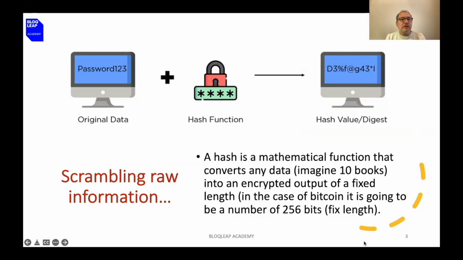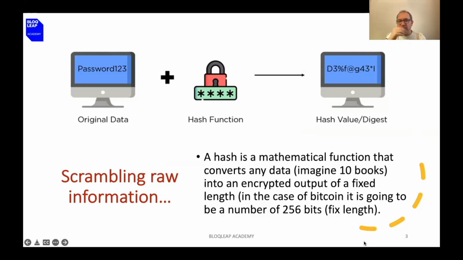Basically, hashing is to apply a hash function in order to encrypt data. So it's, in a way, scrambling raw information into a hash value, which is always a fixed length. This is very important to understand, okay?